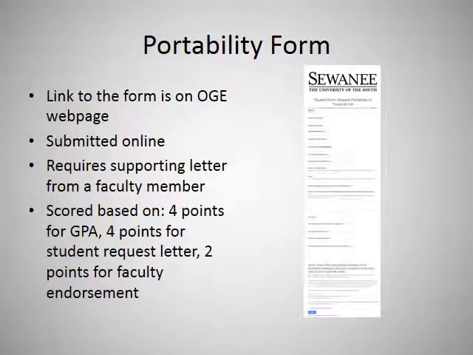This is an example of the portability of financial aid form. Again, it is linked to our website, and students can file this directly online. As I mentioned, it has this 10-point scale on which all applications are judged: 4 points for GPA, 4 points for the student request letter, and 2 points for the faculty endorsement.